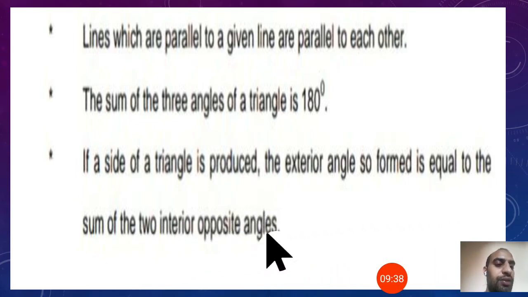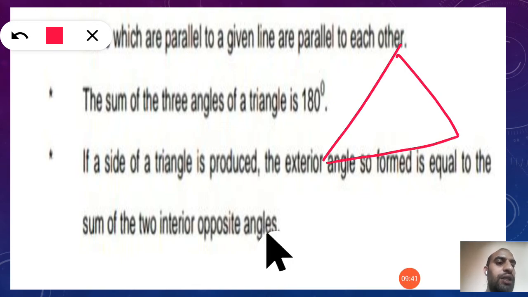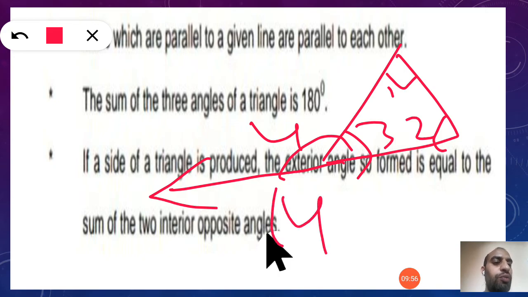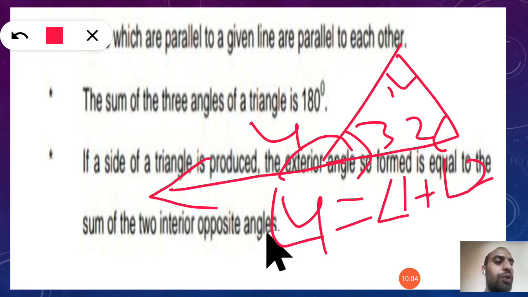Let's see this. First thing I want to tell you: if a triangle is given to you, these three angles if you add them must be equal to 180 degrees. Second, if we extend this line and call the angle 4, so angles 1, 2, 3 and 4, then angle 4 must be equal to the sum of the two opposite interior angles. The opposite sides are 1 and 2, so it must be equal to 1 plus 2. This is the last point: if a side of a triangle is produced, then the exterior angle formed, this angle 4, must be equal to the sum of the two interior angles on the opposite side.